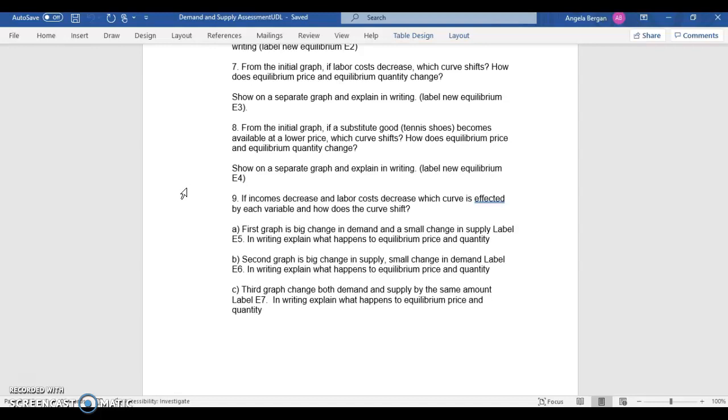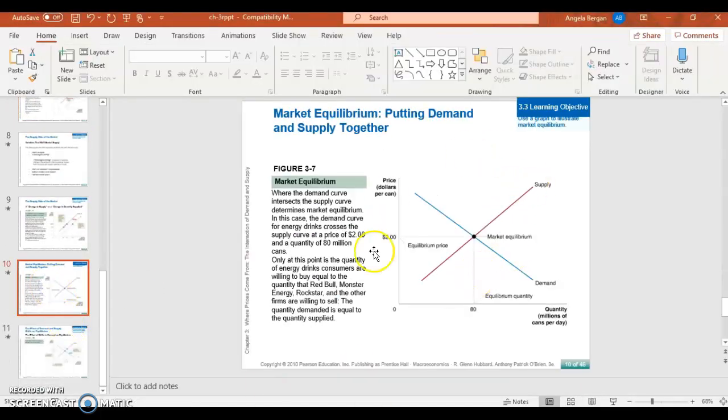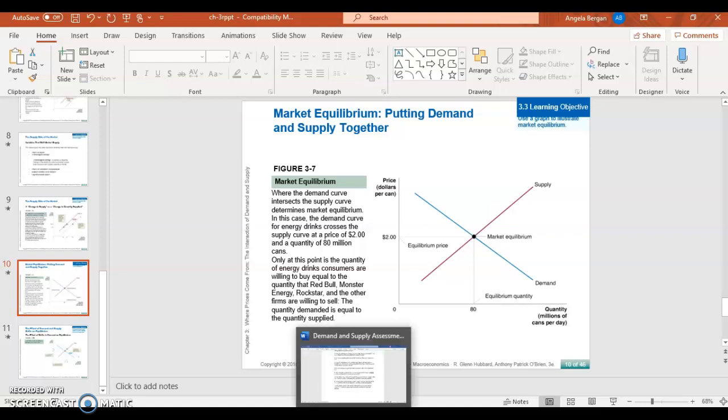So in this example, you want to draw a graph that's in equilibrium right here, and you want to look at what will happen if there's an increase in demand or decrease in demand. In this example, tennis shoes are cheaper, so there's going to be a decrease in demand. So the new demand curve will be here. And what will happen to the equilibrium price and quantity?